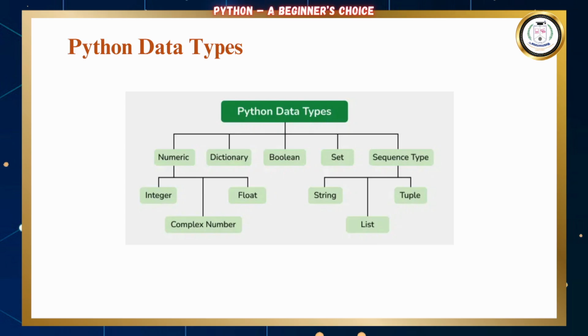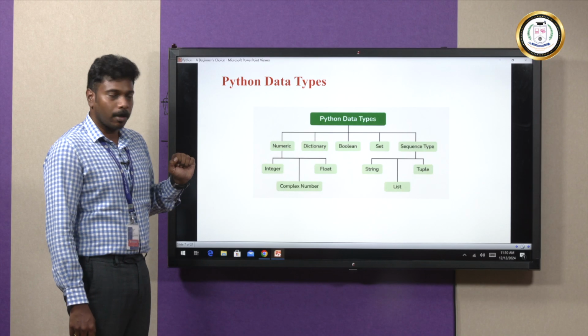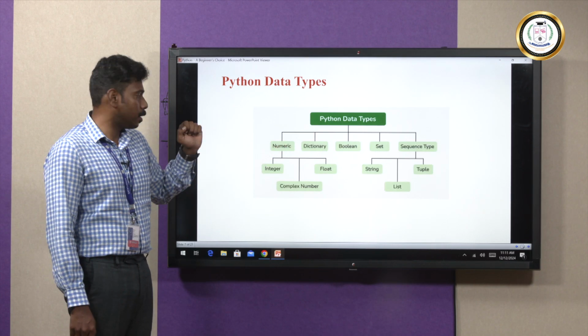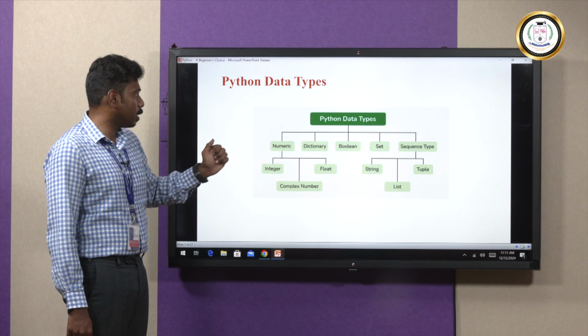So coming to the data types in Python, we have numeric, dictionary, boolean, set and sequence type. Further, in numerics we have integer, complex number and floating point. In sequence type we have string, tuple and list. So let's elaborate and see each and everything.